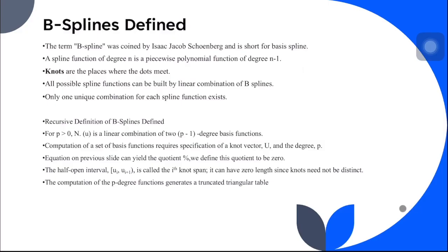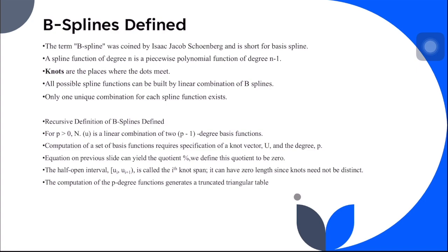Let us consider the B-splines. The term B-spline, as we discussed earlier, was coined by Schoenberg, and a spline function of degree n is a piecewise polynomial function of degree n minus one. The knots are the places where the pieces meet, as we have seen in the picture earlier. All the possible spline functions can be built by linear combinations of B-splines, and only one unique combination exists for each spline. The recursive definition of B-splines is the most important part, where we work with higher degree values and bigger, complicated curves.